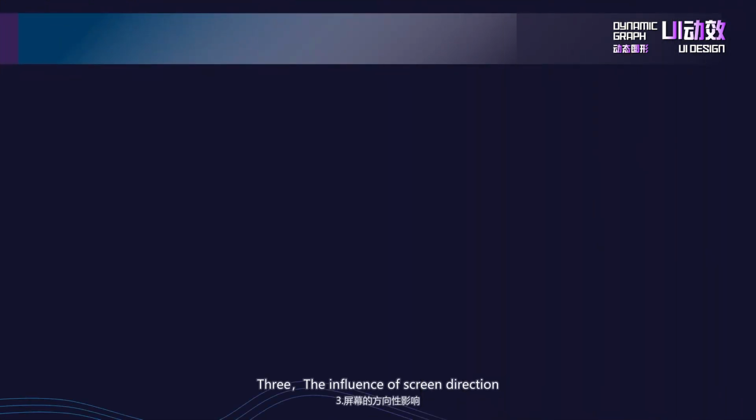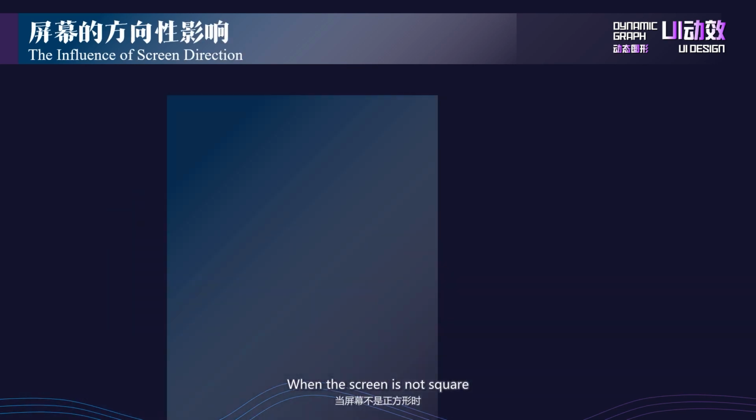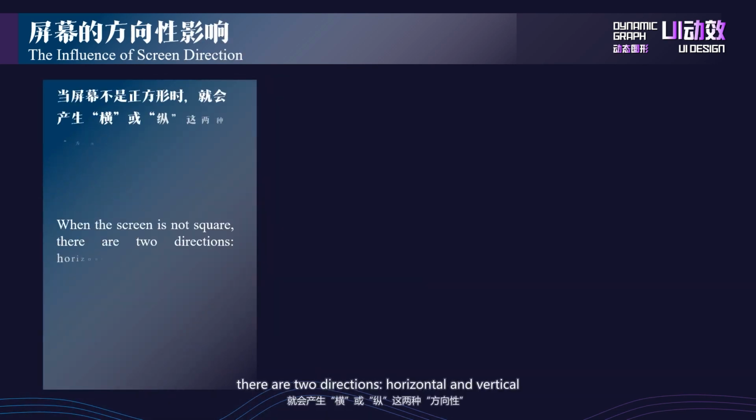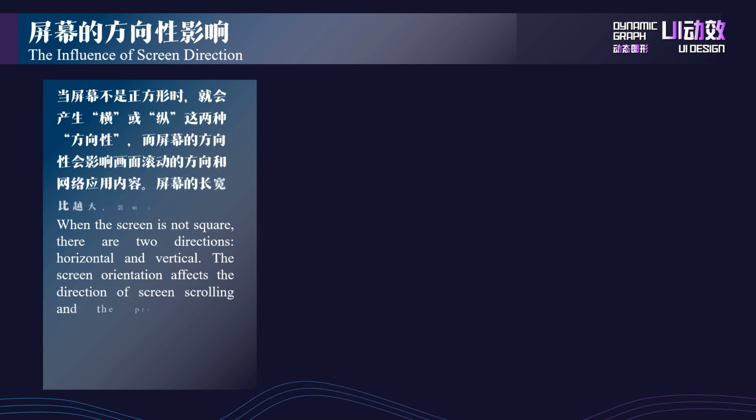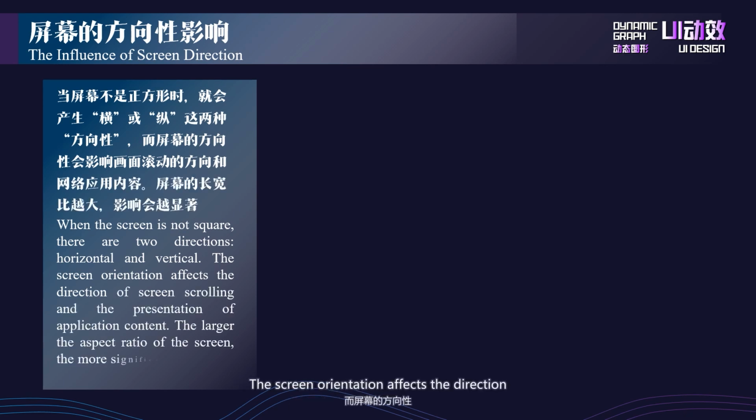3. The influence of screen direction. When the screen is not square, there are two directions, horizontal and vertical. The screen orientation affects the direction of screen scrolling and the presentation of application content. The larger the aspect ratio of the screen, the more significant the impact.